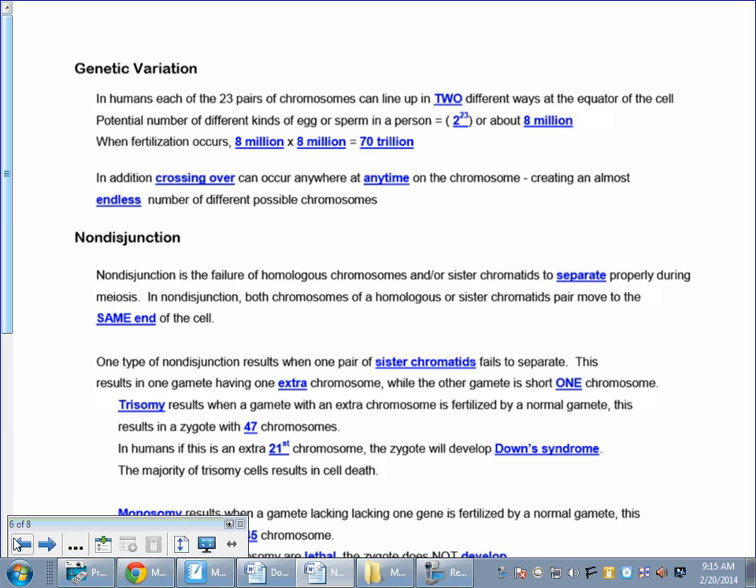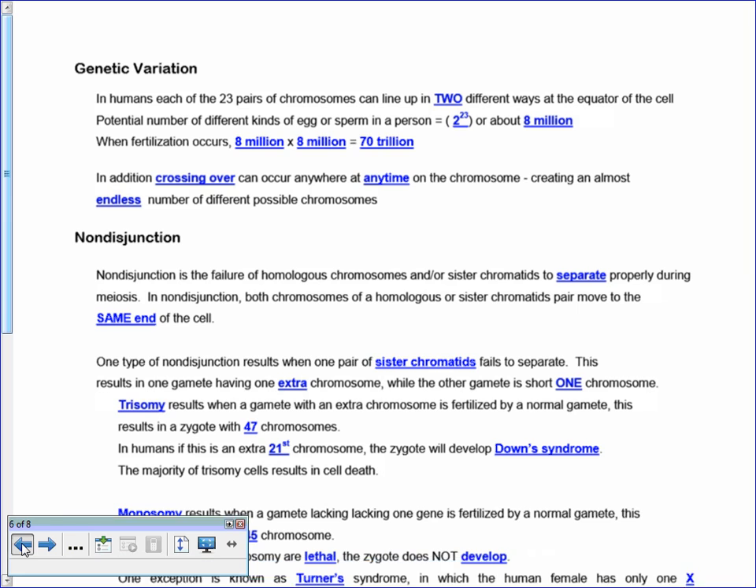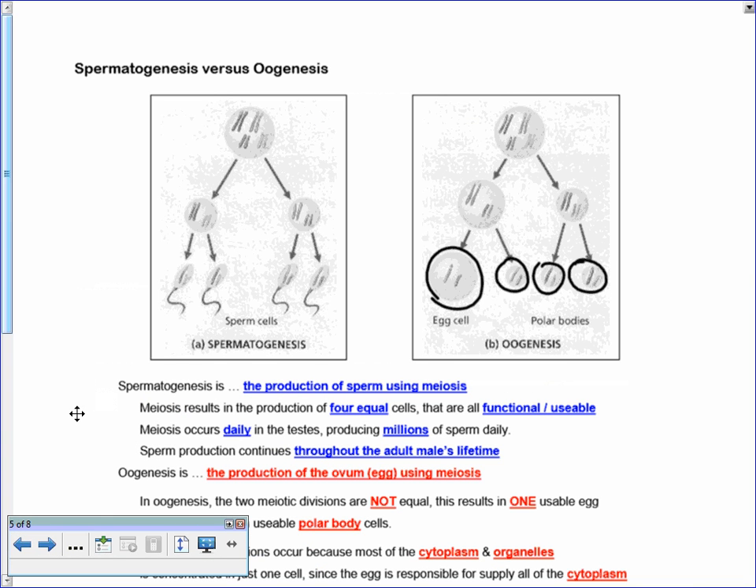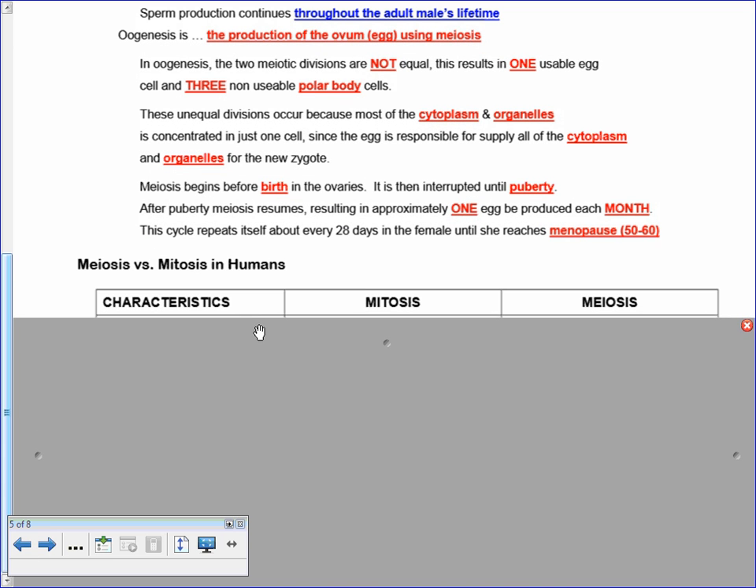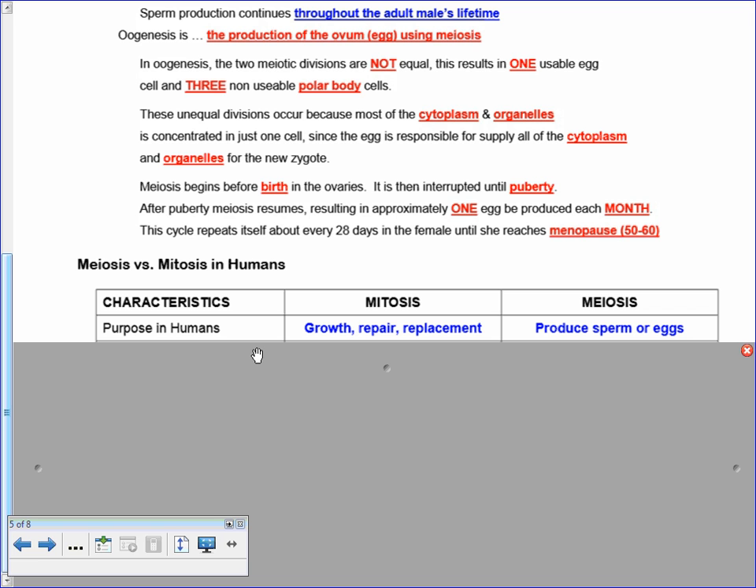And let's try that again. Last thing for today, as far as the notes, take a look at the bottom of the page, where we do a brief comparison of mitosis and meiosis. Similar processes, but some key differences. The purposes are different, as we've mentioned already. In humans, mitosis is used for growth, repair, and replacement. It's the most common form of cell division we use. And meiosis has one single purpose: produce sperm if you're a male, produce the egg if you're a female.